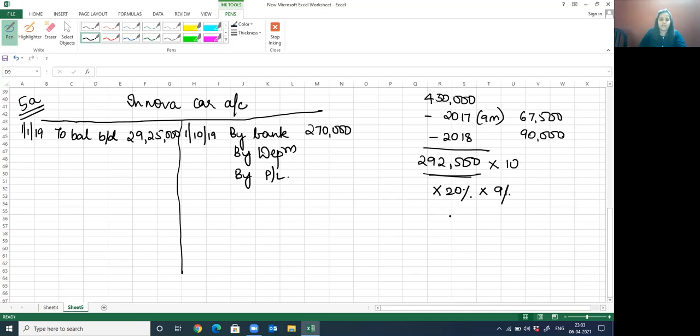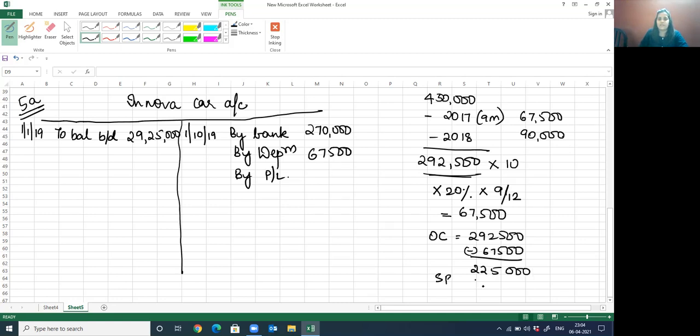Now, on this amount, again, you would have done 20% for 9 months. So you will get a depreciation of 67,500 again. So it will be 67,500. Original cost, sorry, 292,500 minus 67,500. So you get something about, can I say, 225 minus sale price is 270. So can I say there is a 45,000.